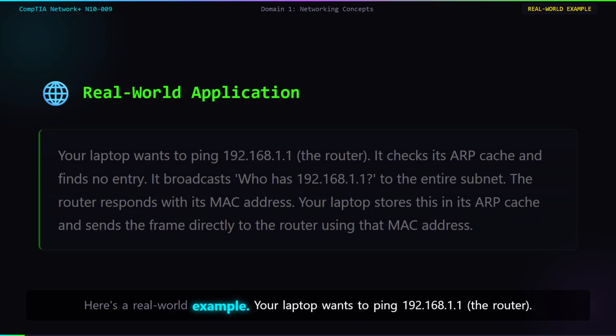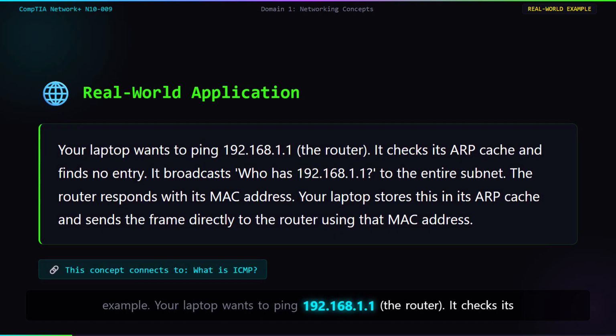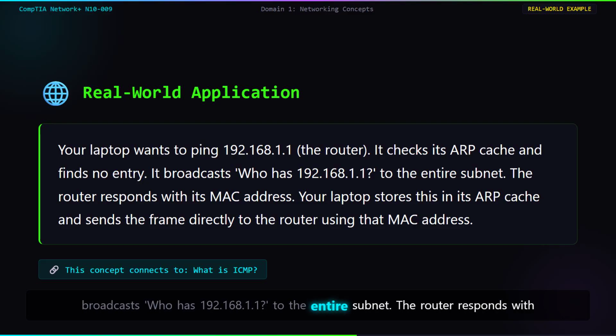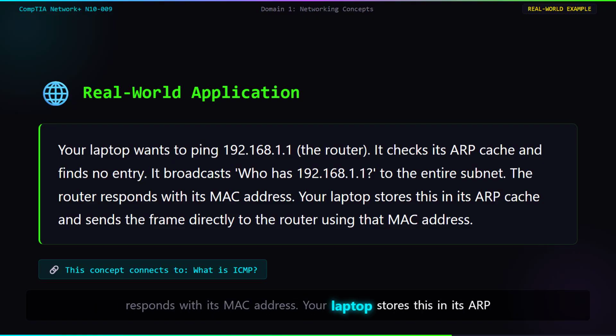Here's a real-world example. Your laptop wants to ping 192.168.1.1, the router. It checks its ARP cache and finds no entry. It broadcasts who has 192.168.1.1 to the entire subnet. The router responds with its MAC address. Your laptop stores this in its ARP cache and sends the frame directly to the router using that MAC address.